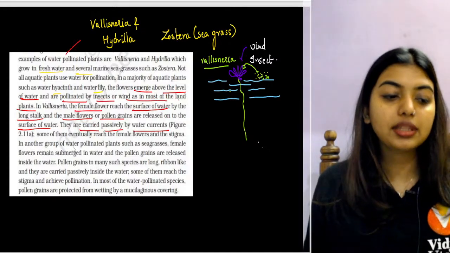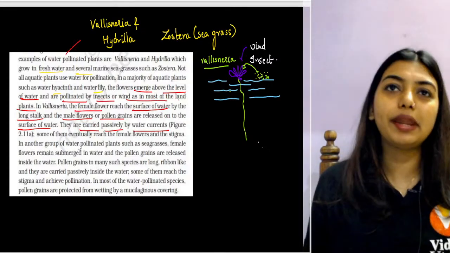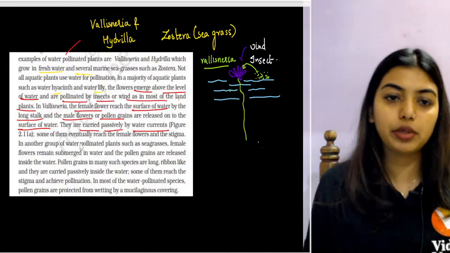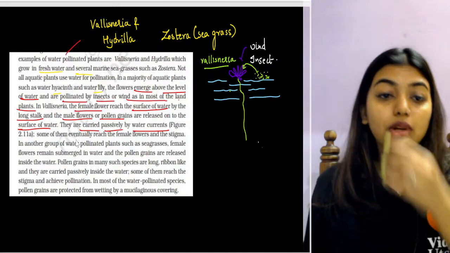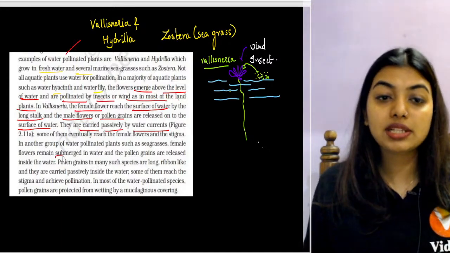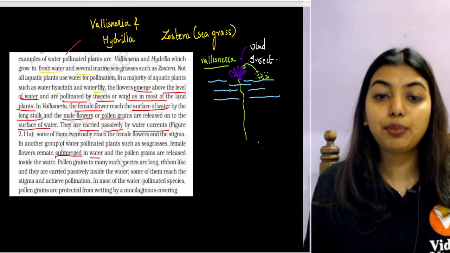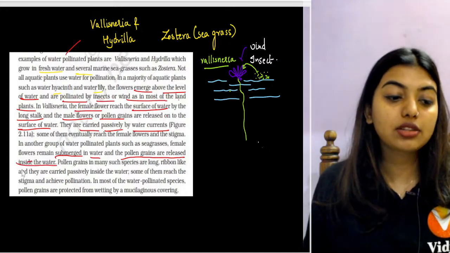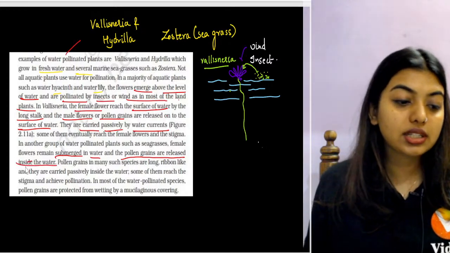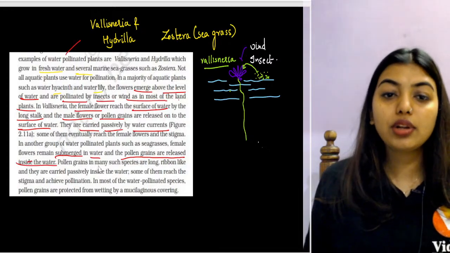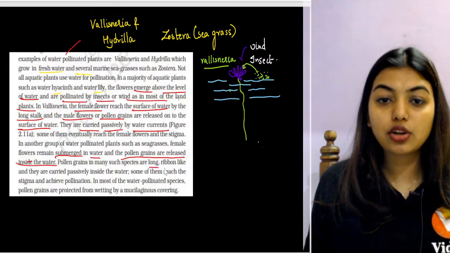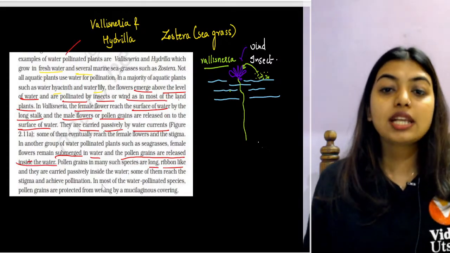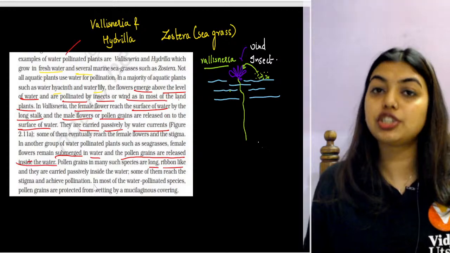So in some, they will come up, saying, why wait? We will not take the chance. We'll just come up and get pollinated by wind and water. But in some of them, what is going to happen? The flowers will remain submerged in water and the pollen grains are released inside the water. Is this clear? Now pollen grains in many species are long, ribbon-like, and they are carried passively inside the water. Some of them reach the stigma and achieve pollination.